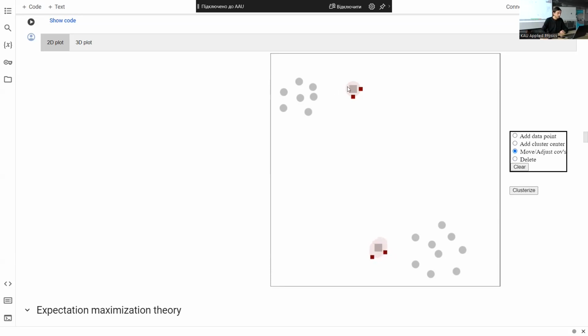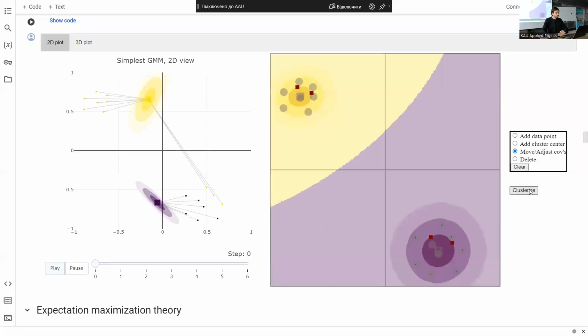I'll try to guess some parameters. Let's do it this way, this one this way. And I'm asking my algorithm to clusterize everything. Now you see what happened. So these are the steps that the algorithm was performing. So let's see how that works. Okay, so here is my step number 1.